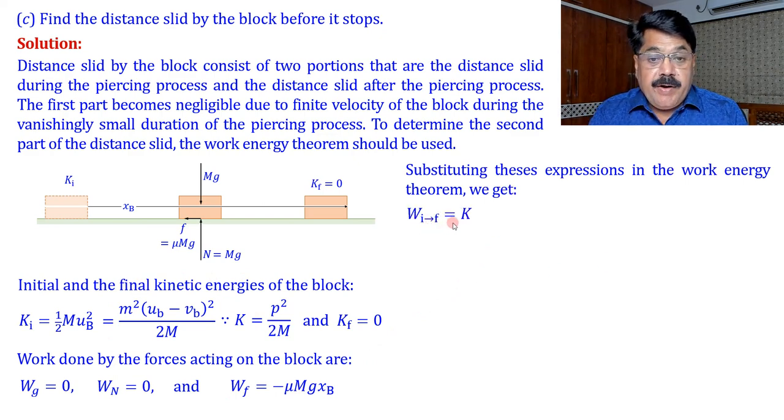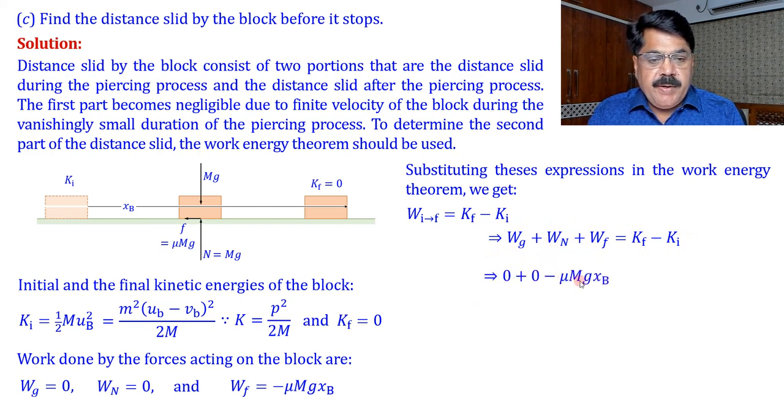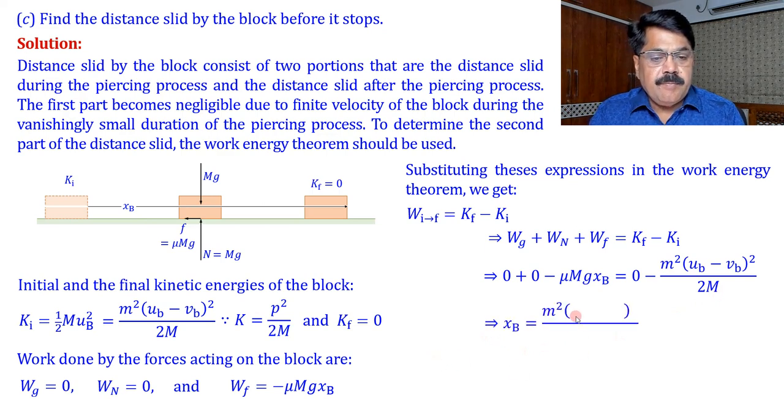W initial to final is equal to K final minus K initial. Now substitute values: work done by gravity Wg plus Wn plus W friction is equal to K final minus K initial. Substituting the expressions, 0 plus 0 minus mu M g xb is equal to 0 minus m (ub minus vb) whole square upon twice the mass. So from here we can find xb.